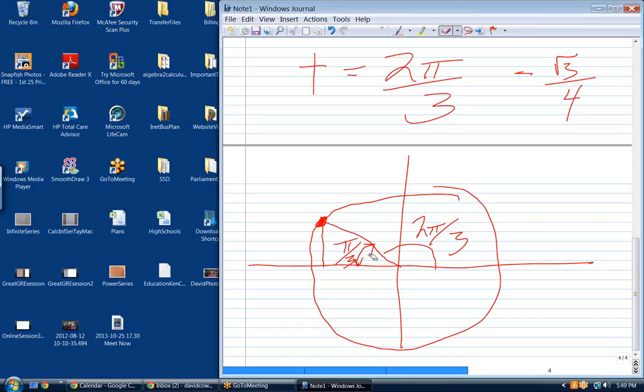What angle is pi over 3? 60 degrees, if we convert it to degrees. Yes. Which now makes this a 30-60 triangle with a hypotenuse of 1. So let's solve this triangle with a hypotenuse of 1. Whatever the y measurement is, that'll be the y point of the terminal point, and whatever the x measurement is, that'll be the x point.